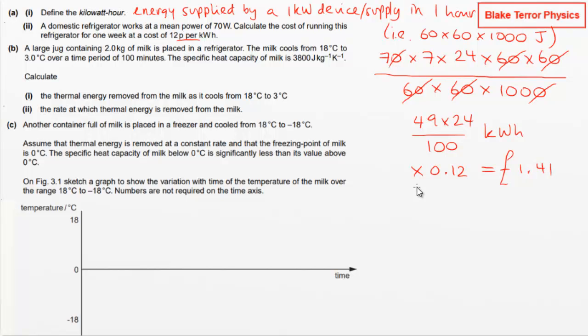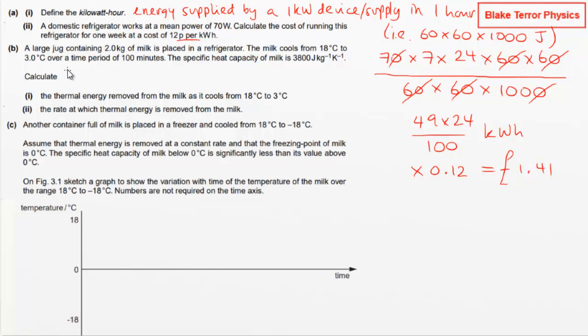Part B, a large jug containing 2 kilograms of milk is placed in a refrigerator. The milk cools from 18 degrees C to 3 degrees C over a time period of 100 minutes. There's the specific heat capacity. Calculate the thermal energy removed from the milk as it cools.